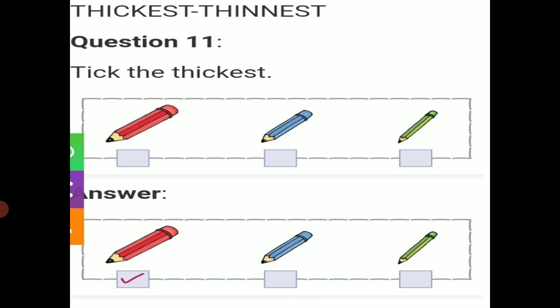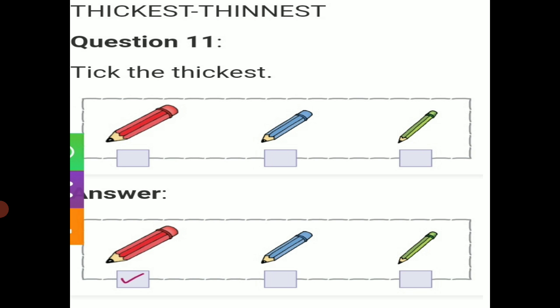Now thickest and thinnest. When more than two pictures or objects are there, you have to choose which one is the thickest and which one is thinnest. Spelling THICKEST and THINNEST. Thinnest means patla, sabse patla.